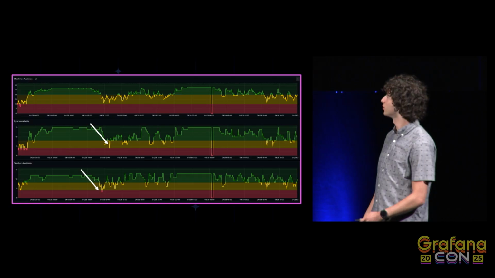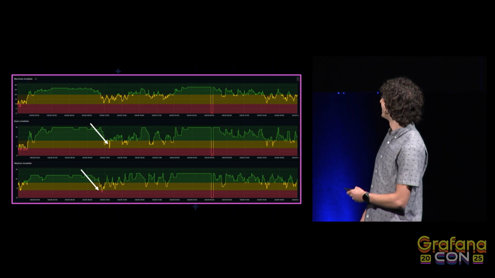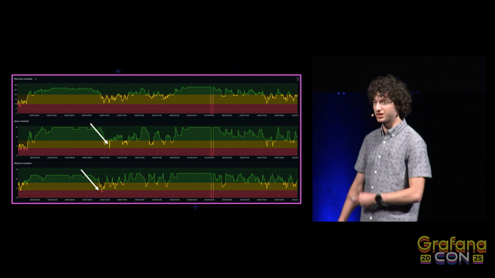And here's more graphs too, right? Like I love graphs. We can go back and forth between what's up and what's down in a sense.